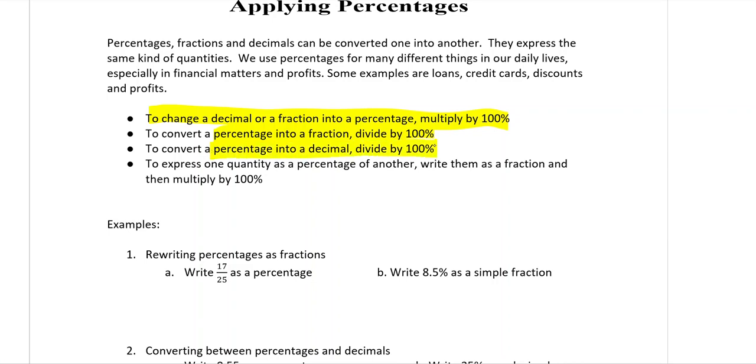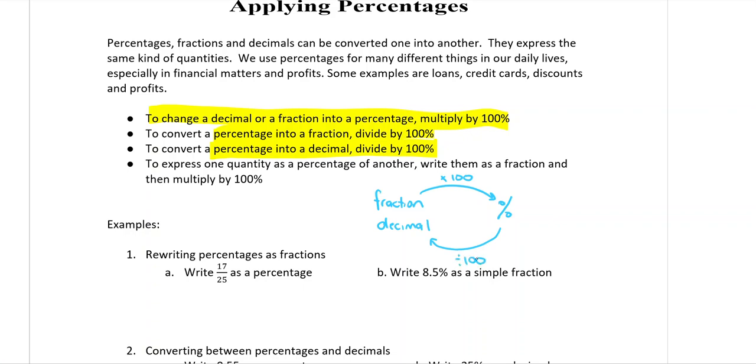Okay? I find that very wordy. So instead of all those words, I'd like you to write down this little diagram, please. If you have got a fraction or a decimal, it can be converted to a percentage by multiplying by 100. If you have the percentage and you want to go to a fraction or a decimal, then you are going to divide by 100.